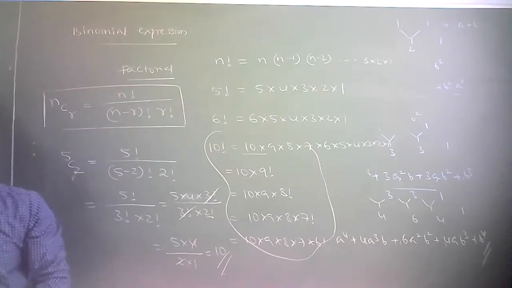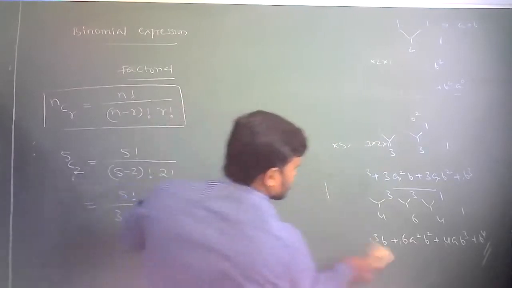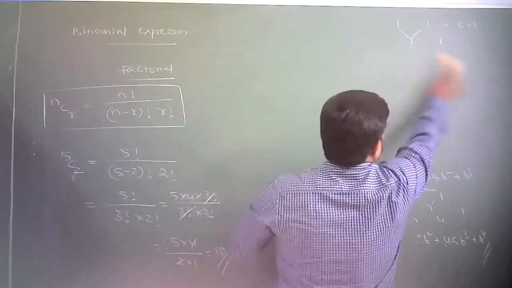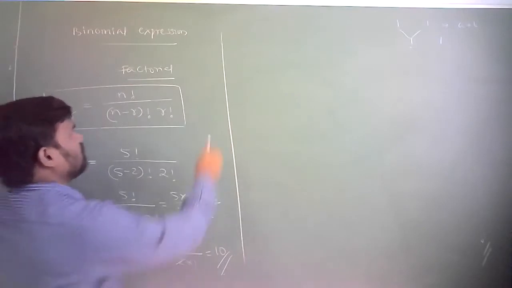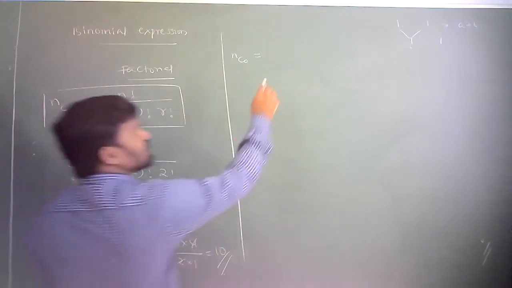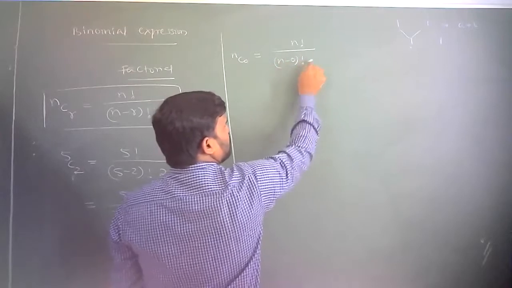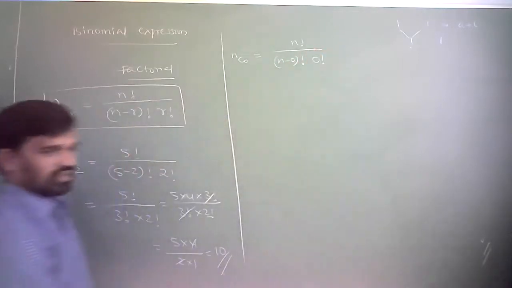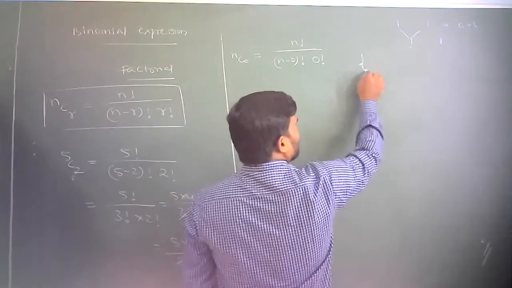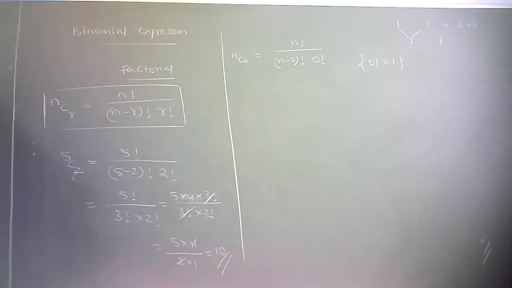There are some more modifications with the help of this formula. Please listen to the importance of that formula. If you know this, then you can understand the expansion easily. So now I am going to write. Please observe. First I am writing NC0. NC0 value is n factorial by (n minus 0) factorial into 0 factorial. Dear intelligence, please remember 0 factorial is equal to 1. 0 factorial value is always equal to 1.